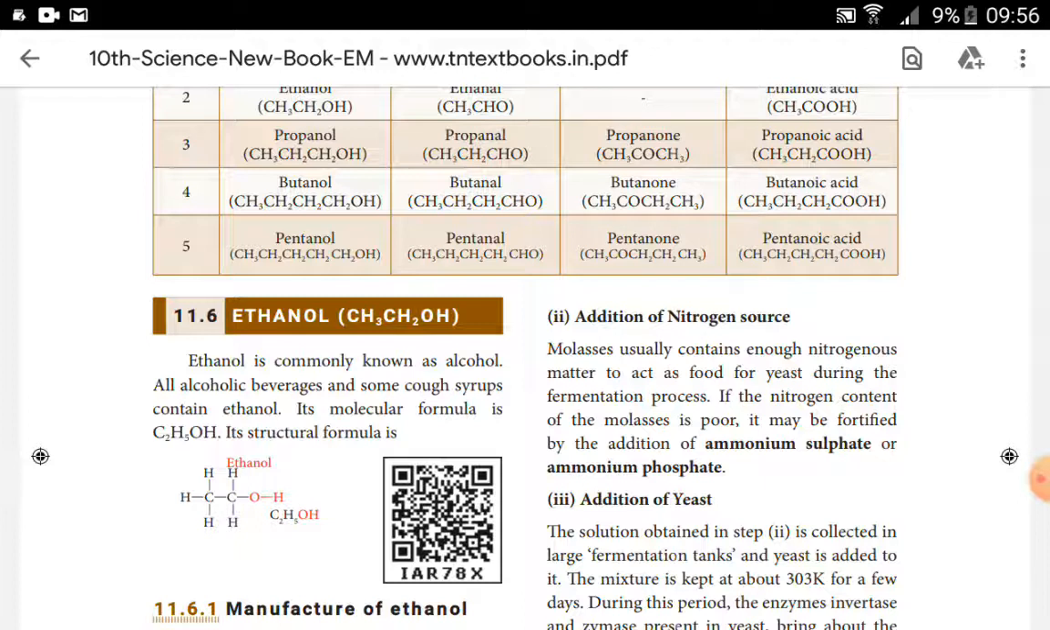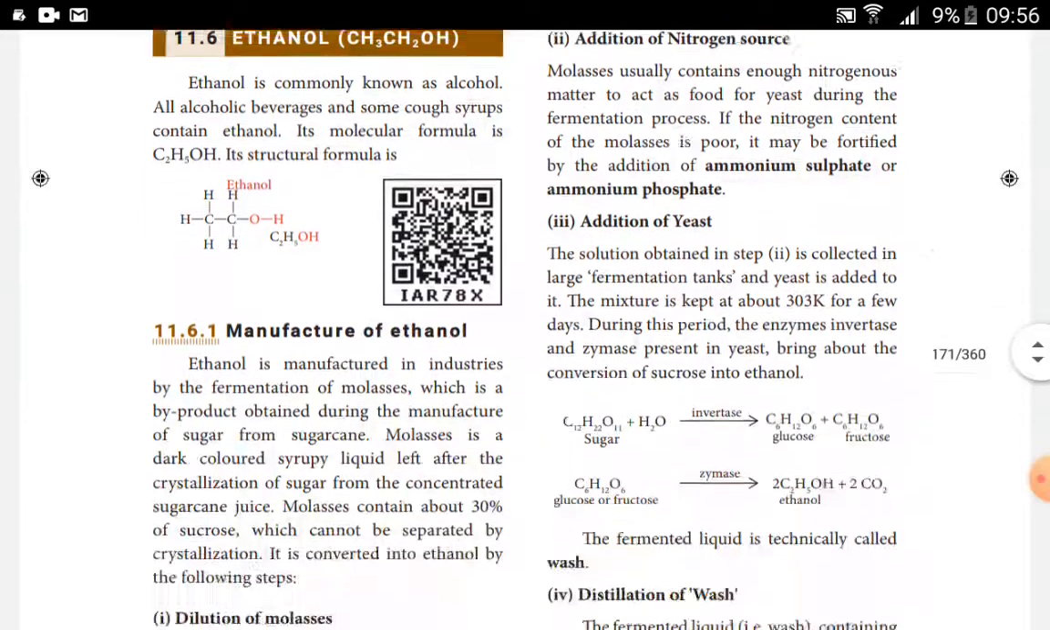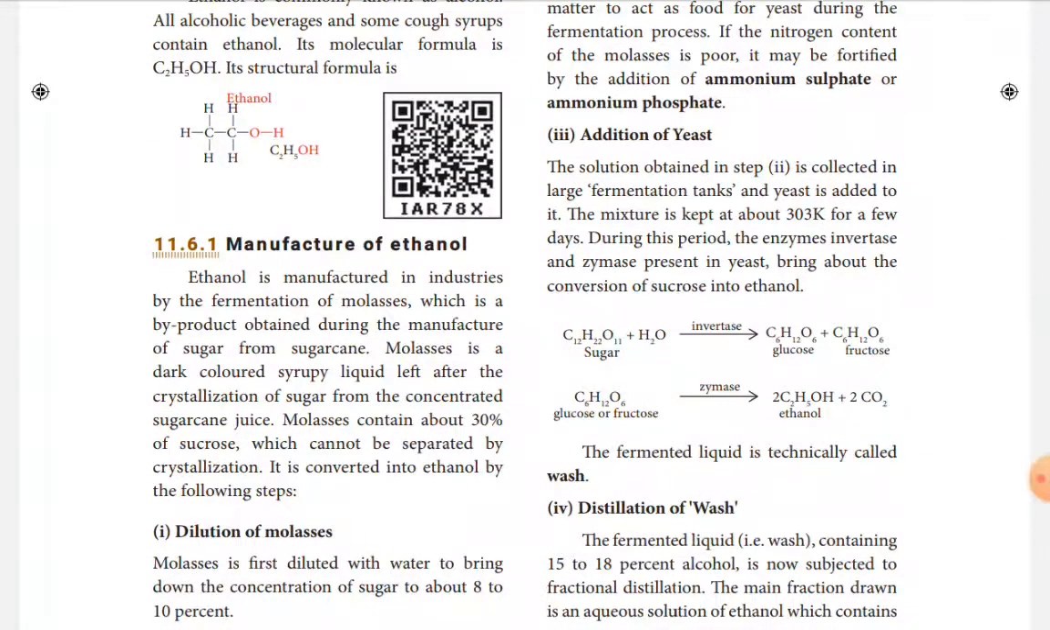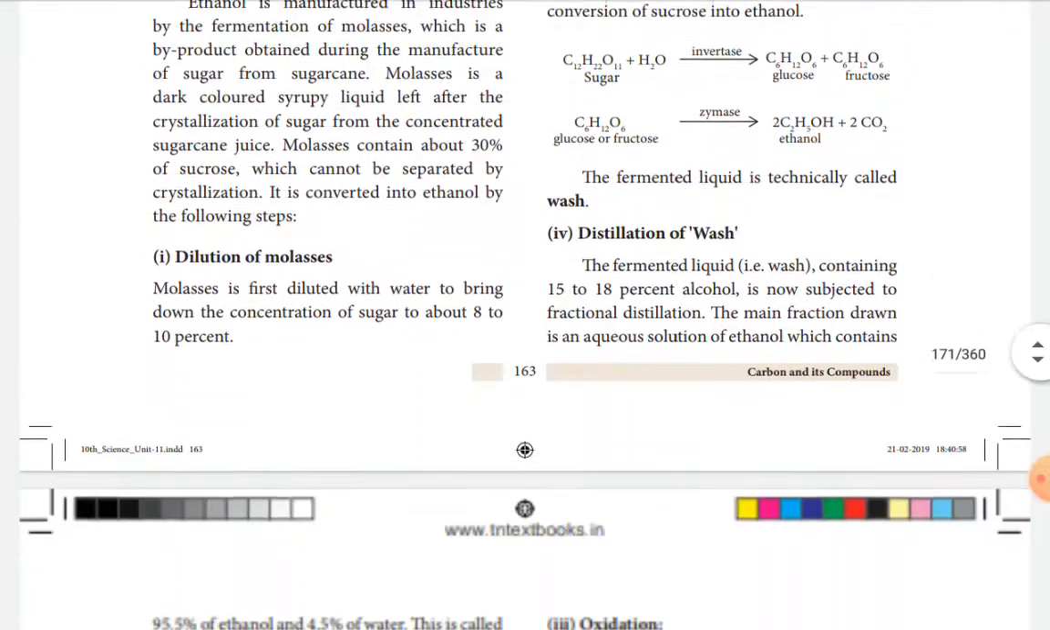We know that ethanol is normally referred to as alcohol, and alcoholic beverages and cough syrups contain a certain quantity of alcohol. In the manufacture of ethanol, fermentation is the basic principle, that is converting a complex molecule into a simpler molecule. Sugar molasses is the raw material obtained from sugar factories, an unconverted crystalline form of sugar solution, which contains 30% of sucrose, which is diluted to 8 to 10%.